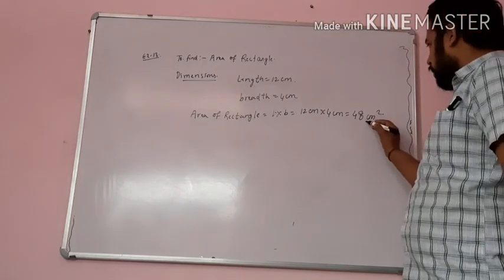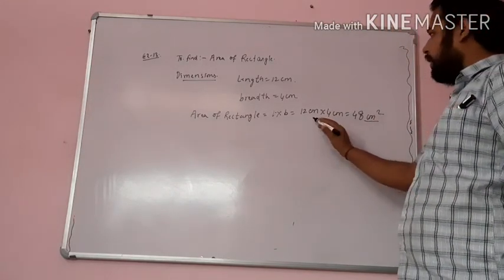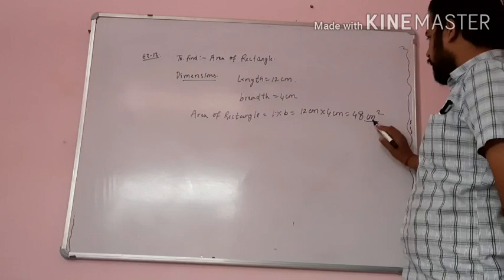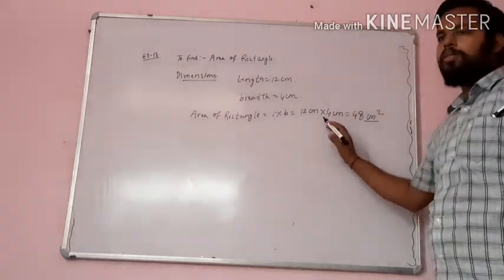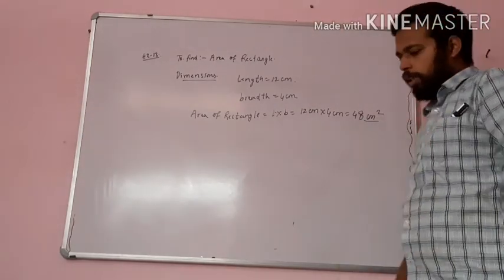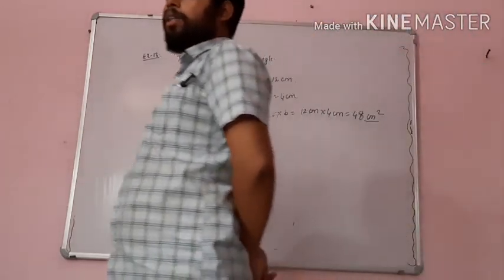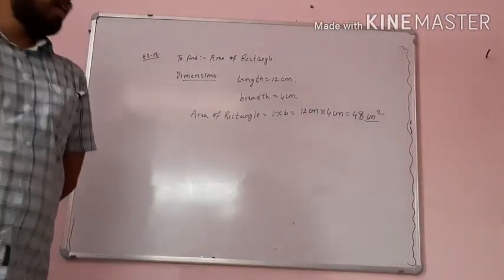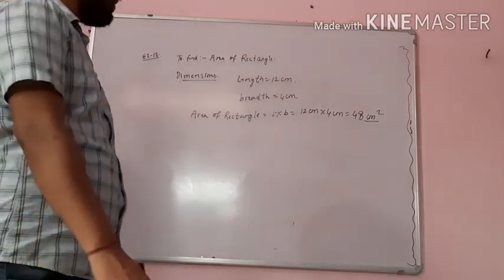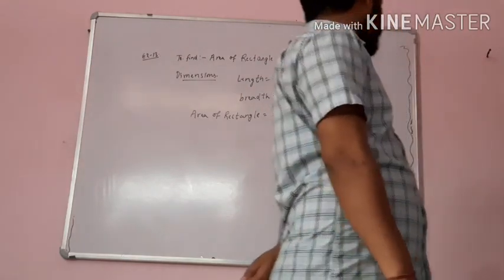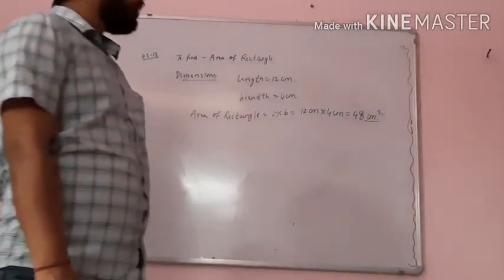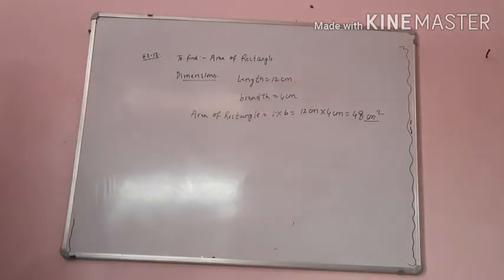You have to see the unit also. When centimeter is multiplied by centimeter, it will become centimeter square. When meter is multiplied by meter, it will be meter square. In the case of area, our unit must be in the form of a square. In the case of perimeter, it will be centimeter, meter, kilometer. But in the case of area, it will be centimeter square, kilometer square, meter square.